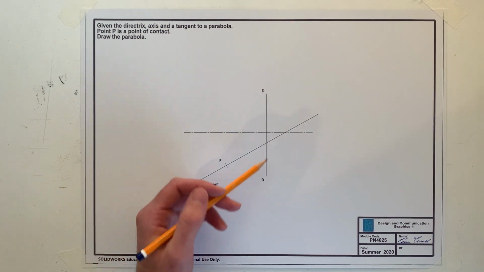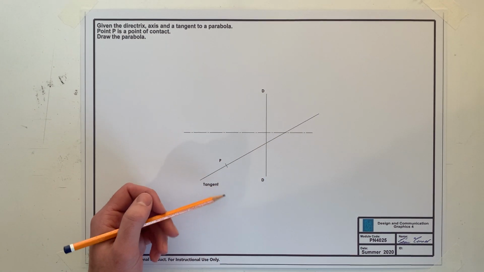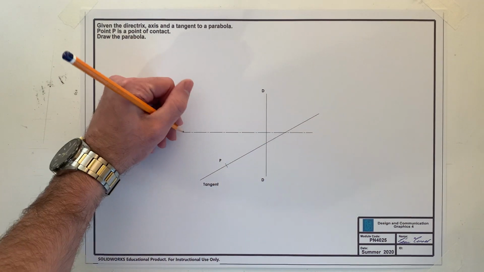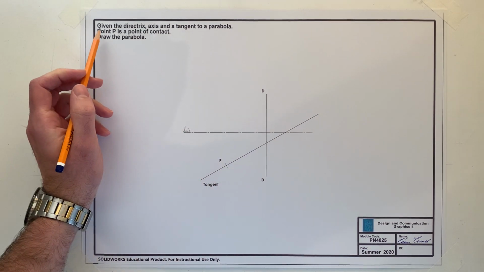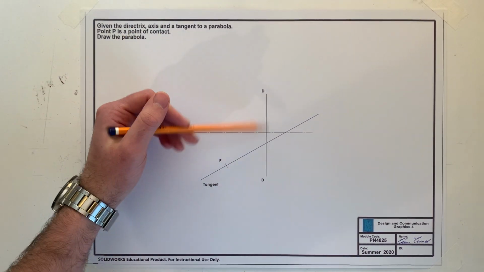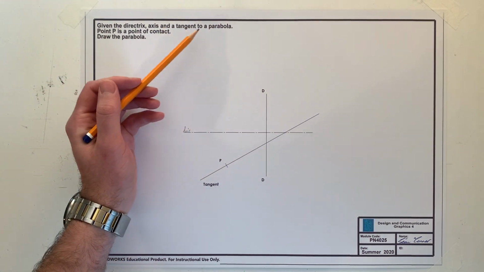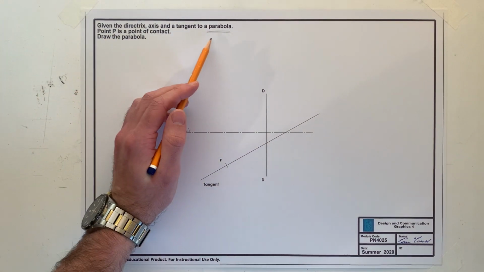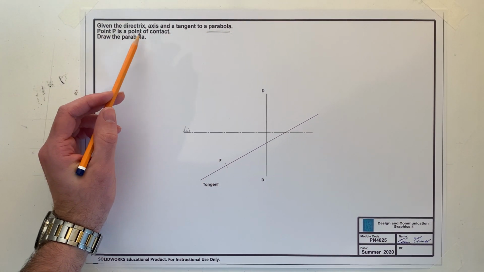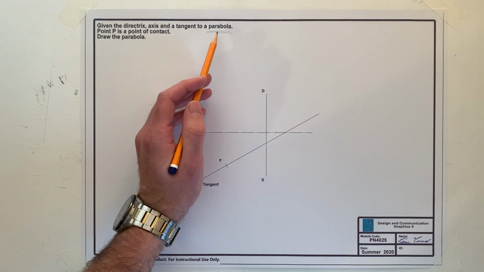question, so as you can see here we actually have points on the end solution, such as point P here. We have our directrix, we have our axis, and we also have our tangent. Given the directrix, okay, so we have that DD, the axis, our axis here, our tangent there, to a parabola. Okay, so that's very important. We're dealing with a parabola. Point P is a point of contact. Draw the parabola.